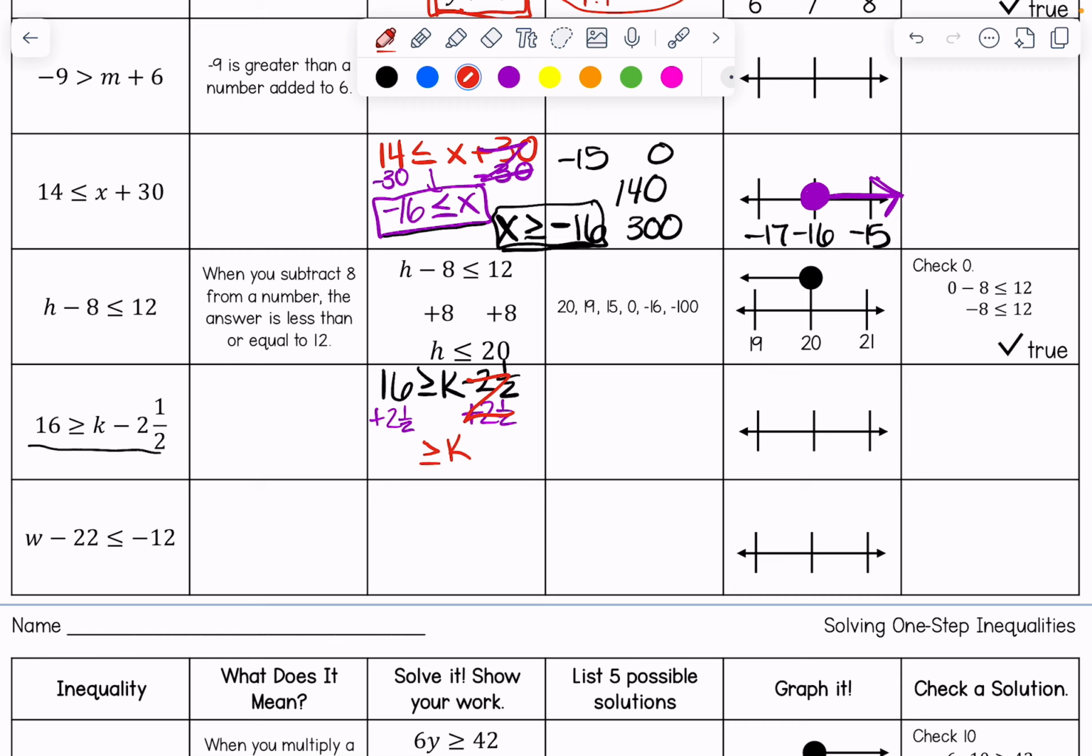And then when I add 16 plus 2.5, some of you guys might be reaching for your calculators, but I know that you guys can figure this one out in your head. So 16 plus 2 is 18, so 16 plus 2.5 is going to be 18.5.